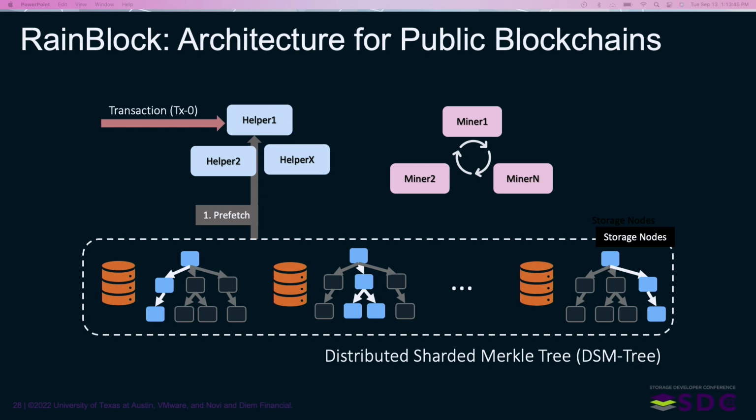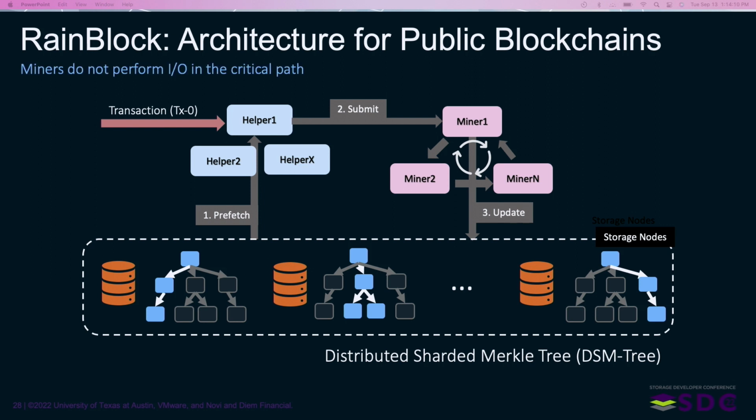I/O helpers then submit the transaction and the prefetched data to the miners. Miners use the prefetched data and the transaction, execute the transaction completely from memory, create a new block, and update the storage nodes with the new block. Storage nodes perform these updates asynchronously. Thus, RainBlock miners do not have to perform any I/O in the critical path, can process transactions much faster, and achieve high transaction throughput.